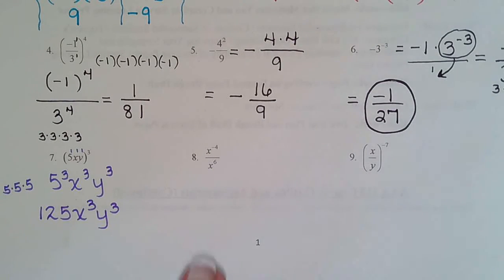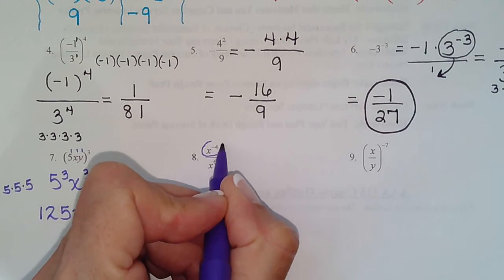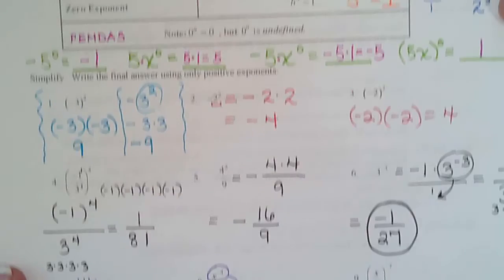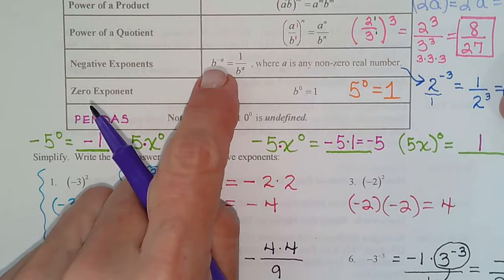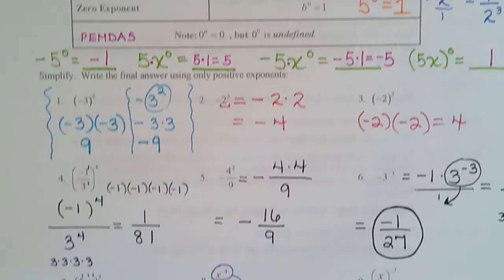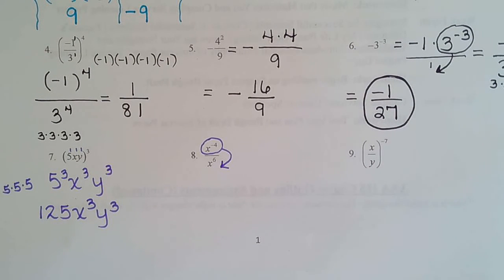Okay, on the next one, we have a negative exponent that we need to take care of. So this needs to move to the other side according to this rule here. If we have a negative exponent, we move it to the other side of the fraction. So then what a lot of students write for their answer is x6, x4.